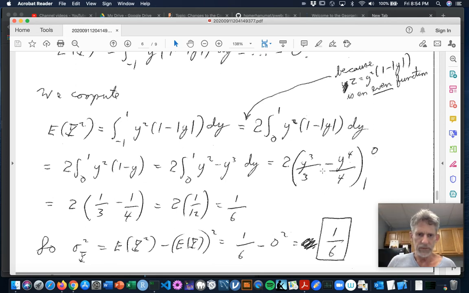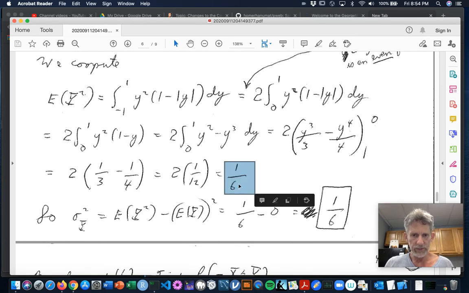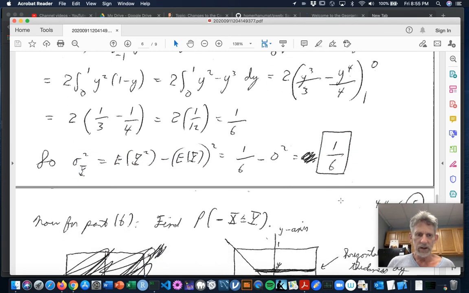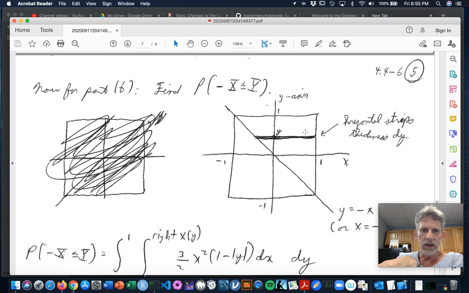But anyway, you plug in 1 and you plug in 0, and you only get stuff when y is 1. And so I work a little while and I get a 6th. And so applying the shortcut formula, I've got a 6 for the variance. Okay, so that part of the problem was not that bad. Let's do part B now.